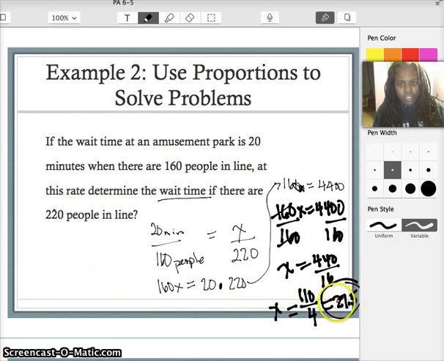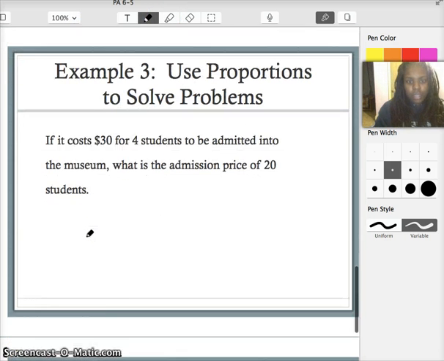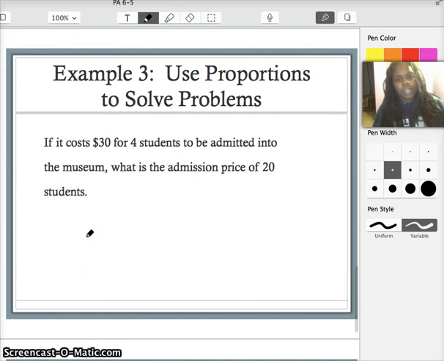And so what does this refer to? Let's make sure we're answering the question. We realize that if you are going to have 220 people in line, your wait at the amusement park will be approximately 27.5 minutes. All right. Let's try another example. All right, so here in example 3, we're going to use proportions to solve problems.